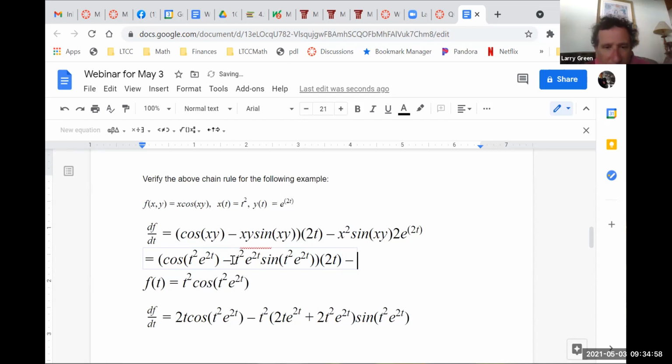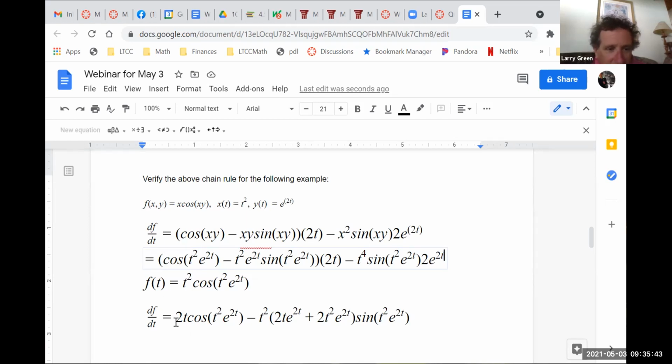And then minus x squared. X squared is t to the 4th. Sine of xy. Xy was t squared e to the 2t. Times 2e to the 2t. Any questions on this? Okay, now you kind of have to put it all together and see if you get the same thing or not.